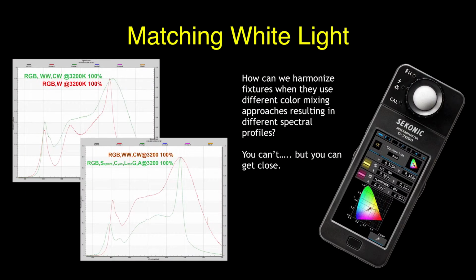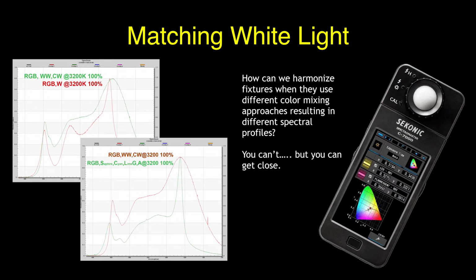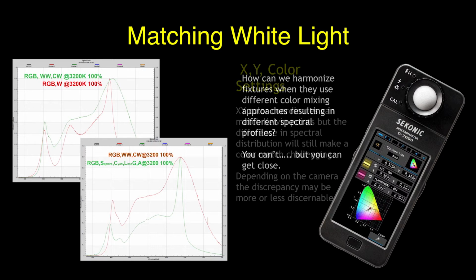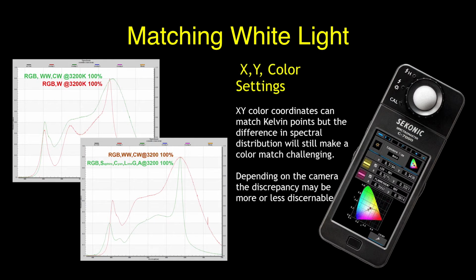So this is what we're dealing with. How do we match any of these sources that we have on a set? How can we harmonize these fixtures? Well, what I just illustrated is you can't fully harmonize them. You can bring them into the same color point, but you may see differences in your green magenta and how your skin tone renders. So it can match the color points, but depending on the camera, it's going to be more or less discernible.